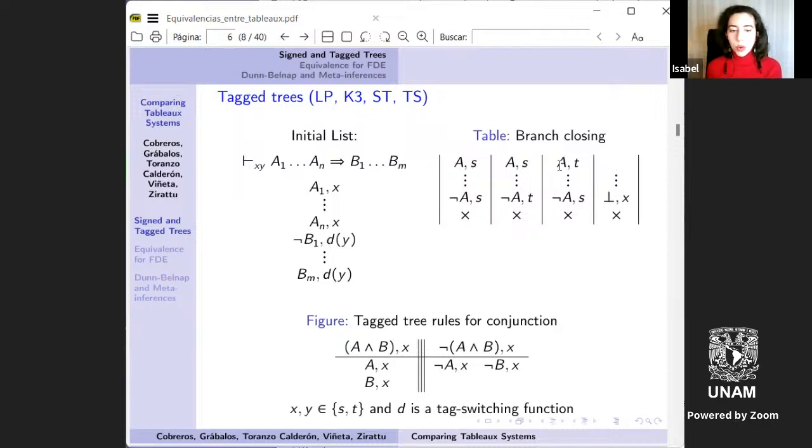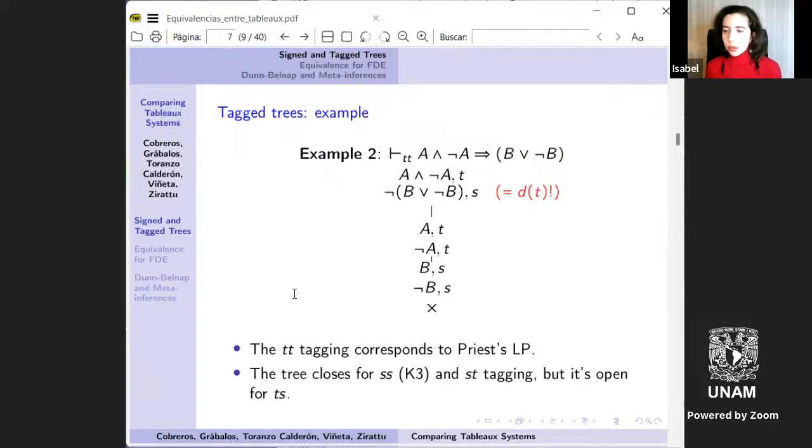And we have four closing conditions. The last one is empty because it would be for TS, which is an empty logic. And we have here LP, K3, and the novelty would be ST, which closes with AT and no AS. And then again, the rules, which would be all the rules for conjunction, disjunction, etc. And this is just an example to not make this too long.